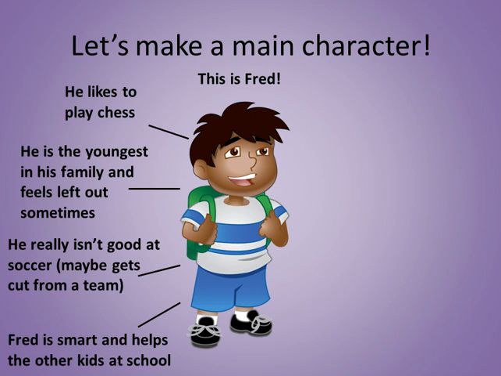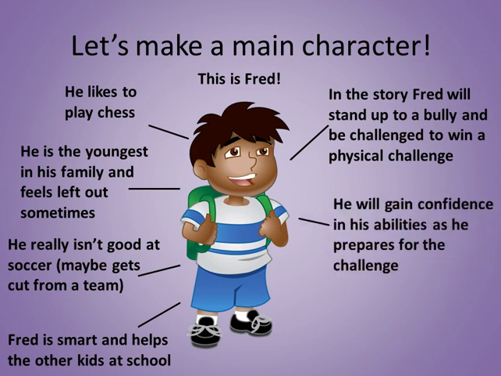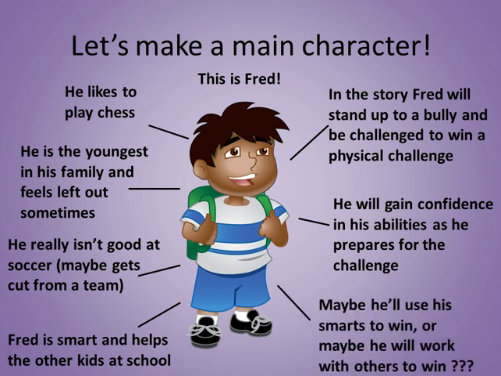That's okay. So now what we're going to do is talk about the other parts as the story develops. So Fred will stand up to a bully and be challenged to win in a physical challenge. So some physical competition. Obviously not his strength. So he's going to gain confidence in his ability as he prepares for this challenge. And that's part of what's going to happen in the story. Maybe he'll use his smarts to win. Maybe he'll outwit this bully. Or maybe he'll work together with other friends to win. We don't know. I put some question marks in there.